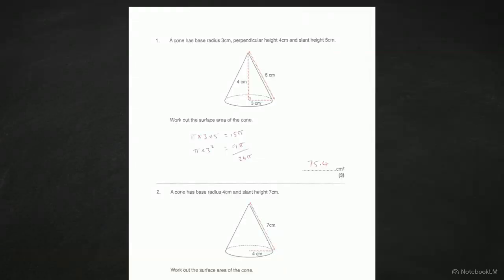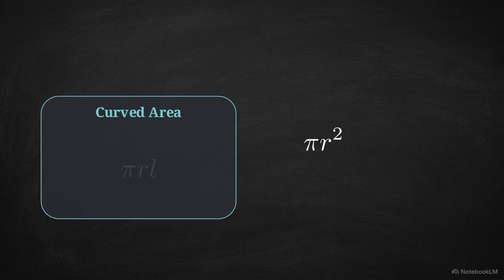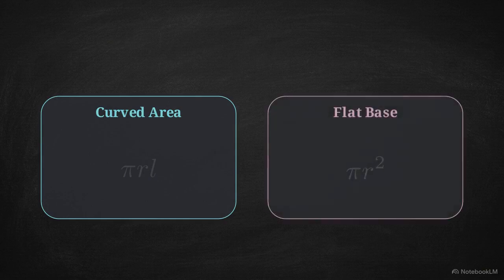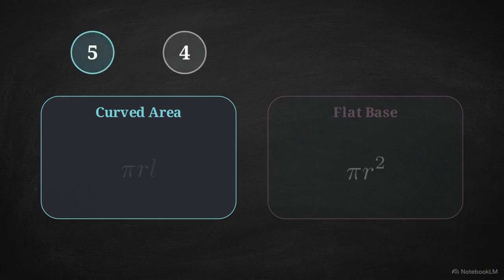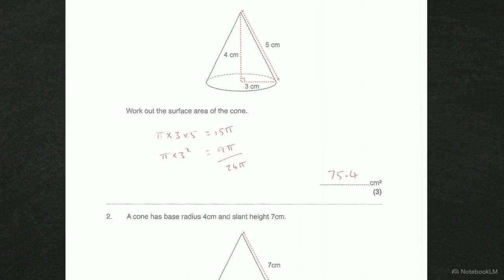In this next example, we have 3 dimensions, a radius of 3, a straight height of 4, and a slant height of 5. Total surface area has 2 parts. Pi r L is the curved outer surface. Pi r squared is the flat base. This choice matters. For the curved area, use the slant height. Select the 5 from the edge. Ignore the straight height. The workings show the breakdown.